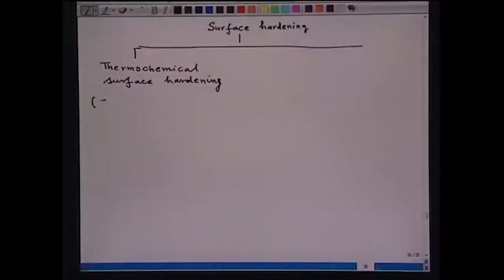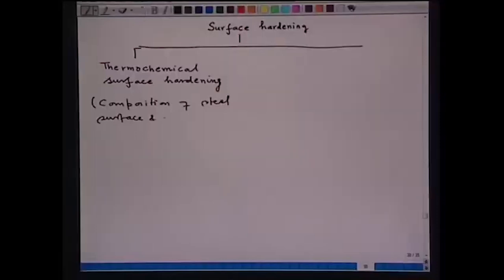So, one is the thermochemical surface hardening, and in this the composition of the steel surface is altered and is then hardened with or without quenching. That is, all that you require is to heat to the austenitic temperature, and from there you can quench or you can anneal in the air or whatever, depending on the hardness you require. The composition of the steel surface is altered and is hardened by quenching or some other treatment.